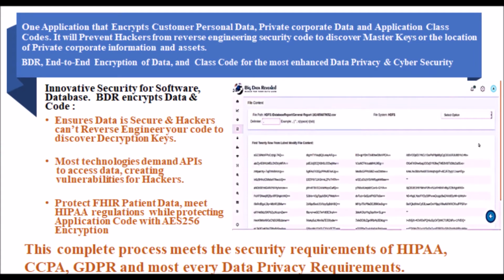One application that encrypts customer personal data, private corporate data and application class codes. It will prevent hackers from reverse engineering security code to discover master keys or the location of private corporate information and assets. First, we install the complete Big Data Revealed application that satisfies government regulations for FHIR, HIPAA, CCPA, CPRA, GDPR and most any data regulatory requirements. As well as we see the class code is encrypted and non-reverse engineerable.